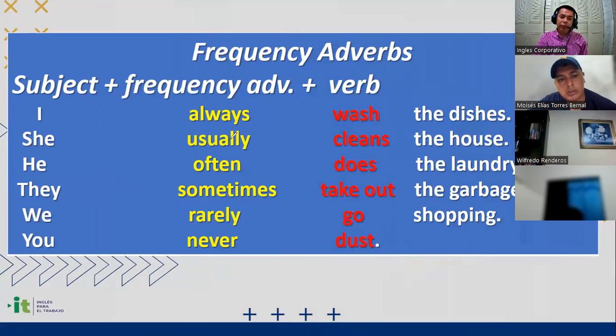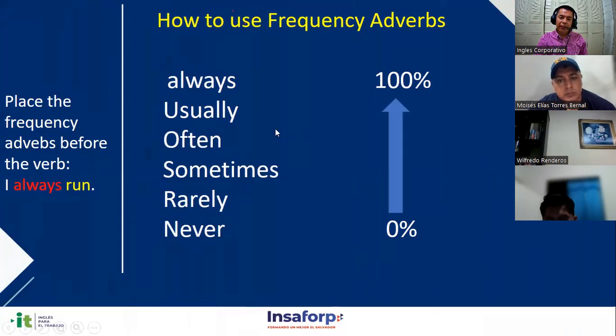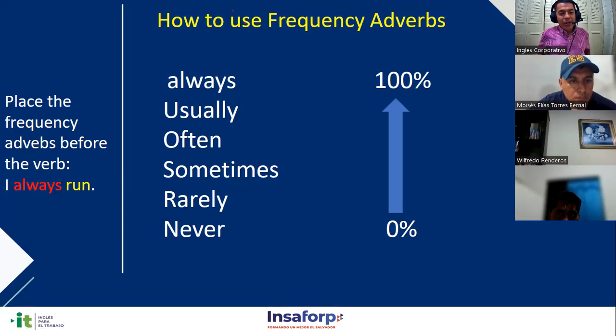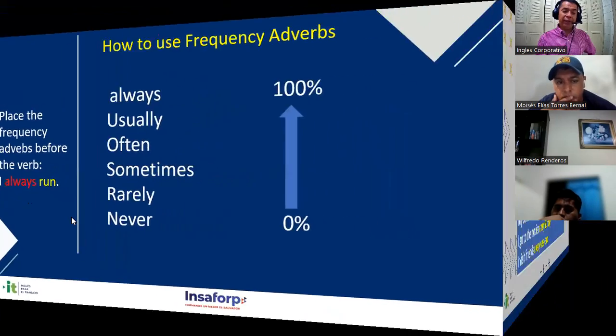Now, notice that here we have the position, right? Subject, frequency adverb, and verb. And now this is the correct position. Look, place the frequency adverb before the verb. Siempre lo vamos a poner antes del verbo, right? For example, I say, I always run. Don't say, always I run, or I run always. No. It's I always run. Could be some exception, right? Podrían haber algunas excepciones, pero normalmente es así. Subject, frequency adverb, and verb, right?